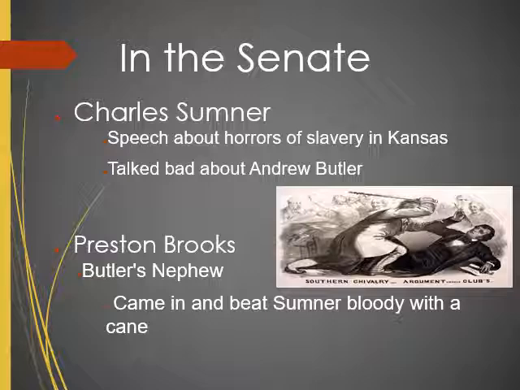And so he came in with a heavy cane, and in the middle of Charles Sumner's speech, started to hit him. And he beat him until he was bloody and unconscious, laying on the ground in Congress. So the place where they're supposed to get along and have civil conversations and talk like politicians, he went in there and beat him until he was laying on the ground unconscious and bloody. And honestly, Charles Sumner never fully recovered from the injuries that he got that day.